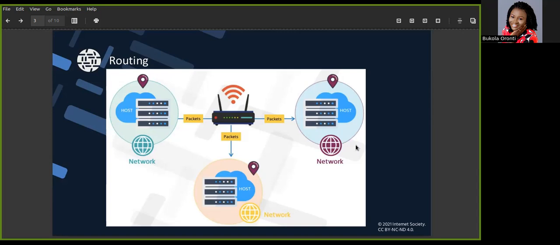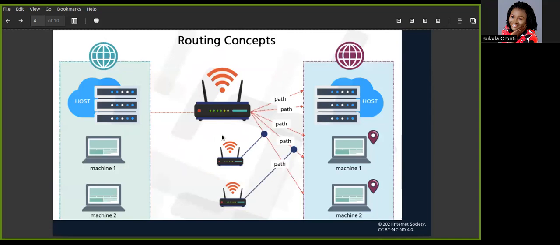So within network A, host A is trying to send data to host A in network B. That means because they're in two different networks and they have two different network addresses, they need a router to help them know where to go and how to get there. So that is the work of the router in between them.